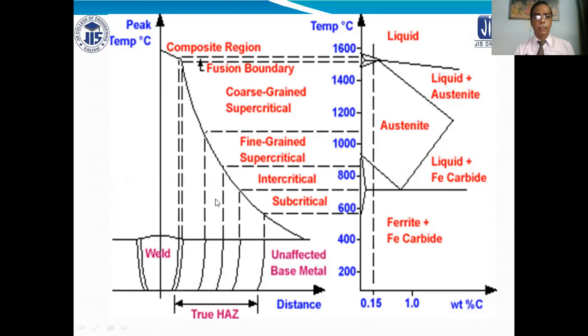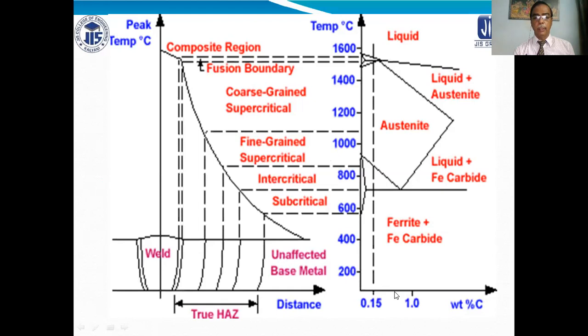This is the supercritical coarse grain region. Slowly it goes down to 1200 or 1100, supercritical in coarse grain, and then fine grain supercritical at 1000 to 900. Intercritical is 900 to 700, subcritical is 700 to 600, and less than that is the unaffected base metal. So this is the true HAZ through the distance.